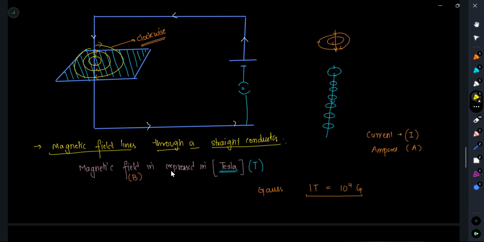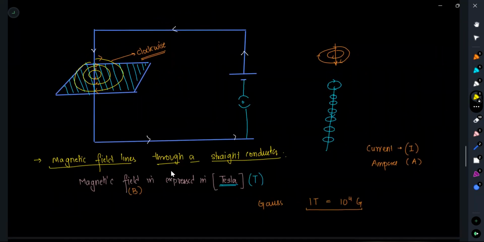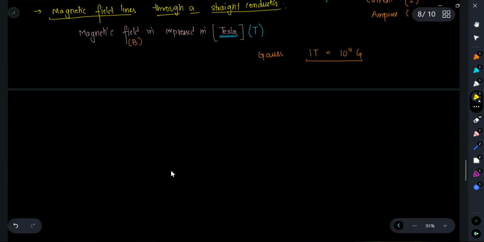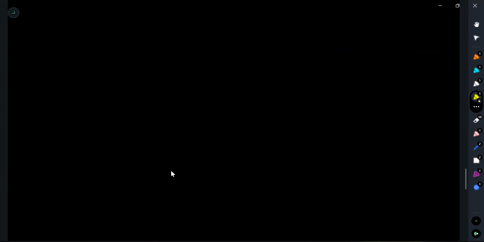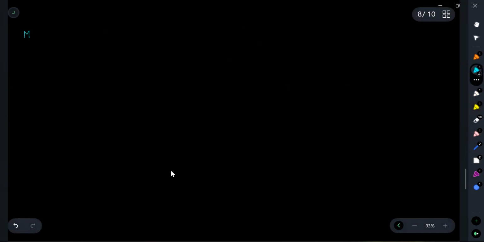Okay, let's do loops. How many minutes are left? 4 minutes left. Let's do loops. Magnetic field lines through a circular loop.